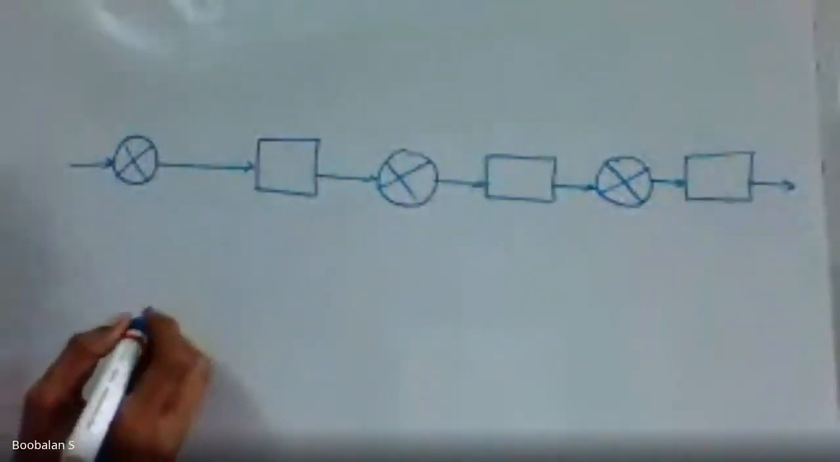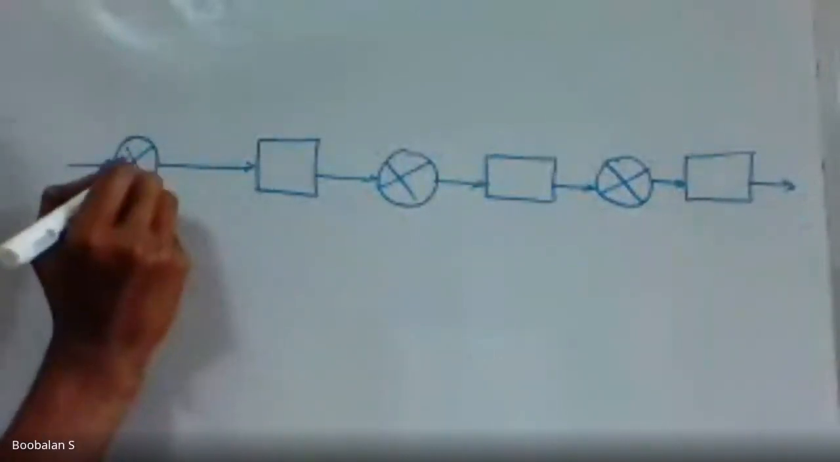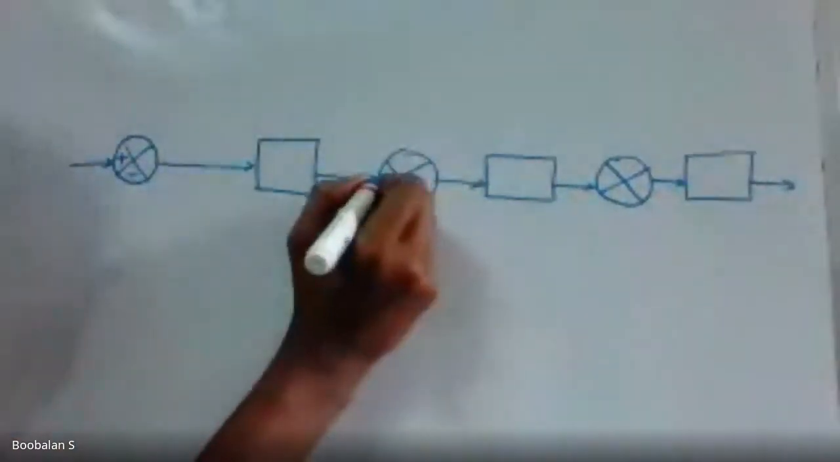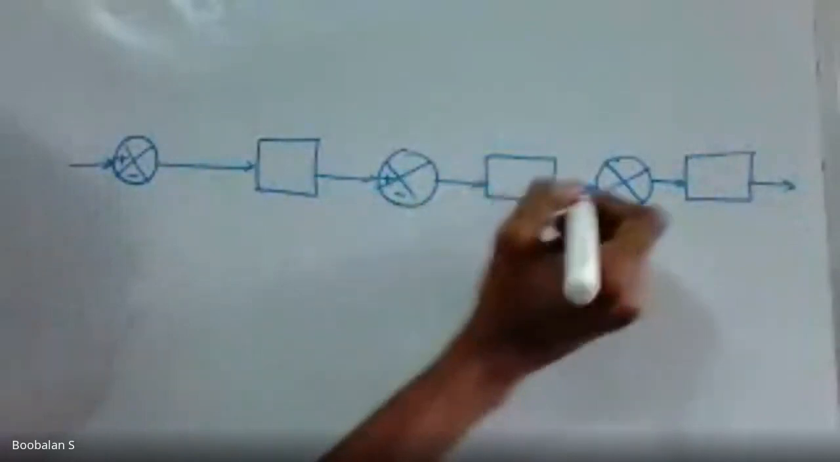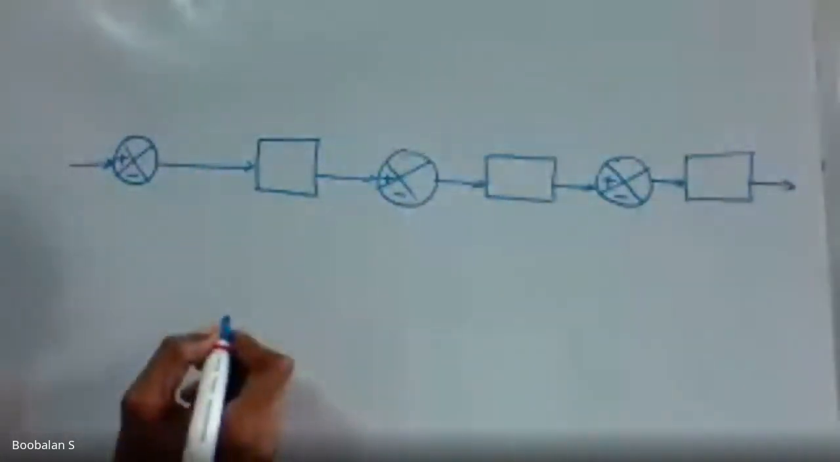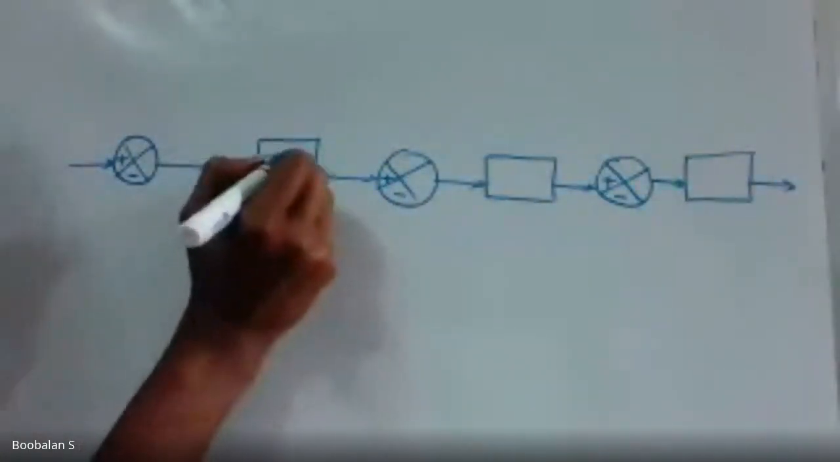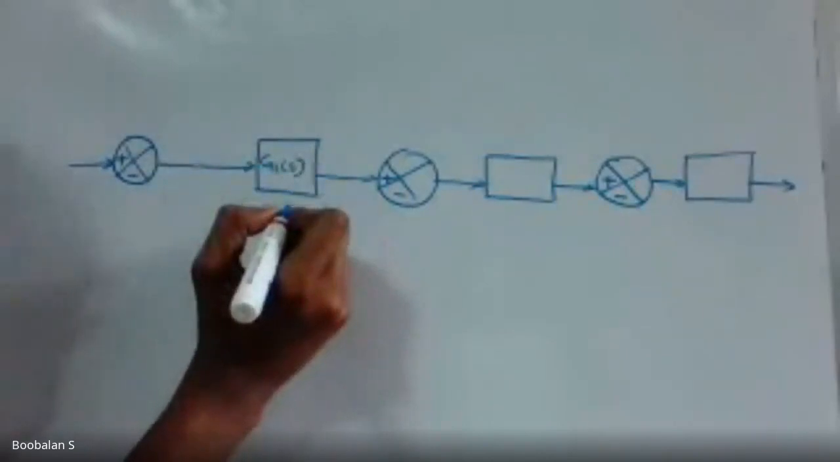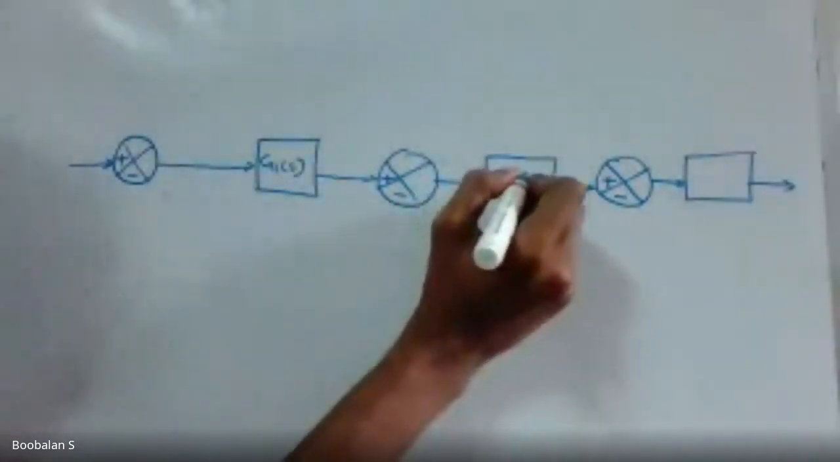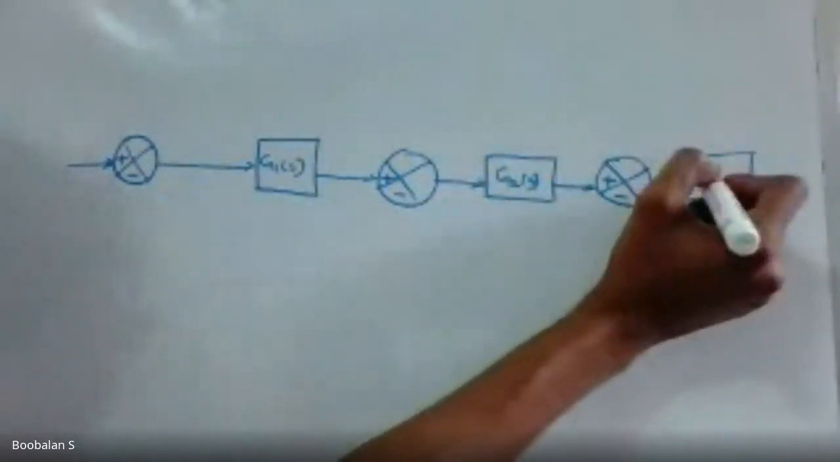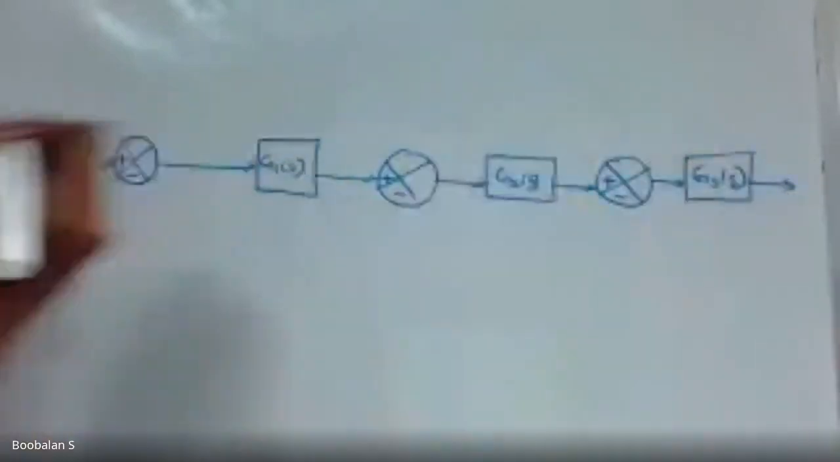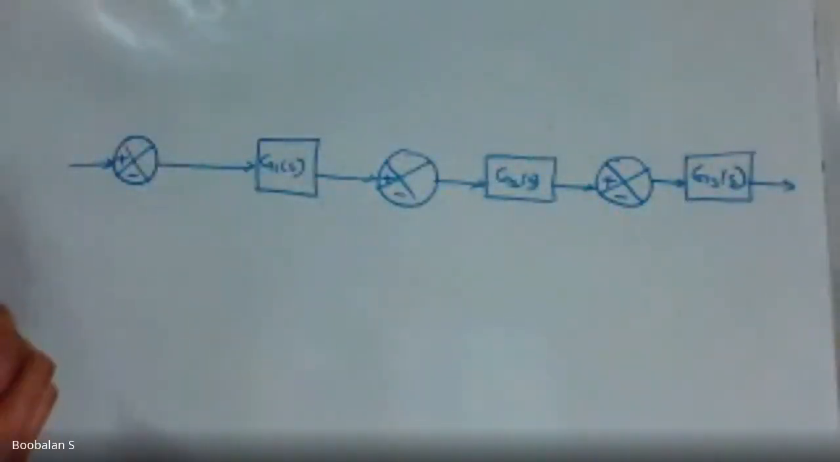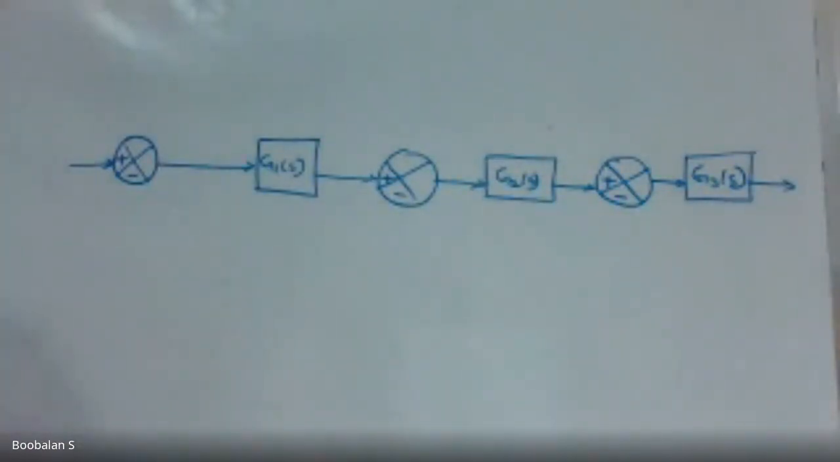In your exams, in your free time. Plus, minus, plus, minus, plus, minus. G1 of this, G2 of this, G3 of this. So these are my forward path, and we'll have a negative path. I'm just going to draw in a different color. You could easily understand.